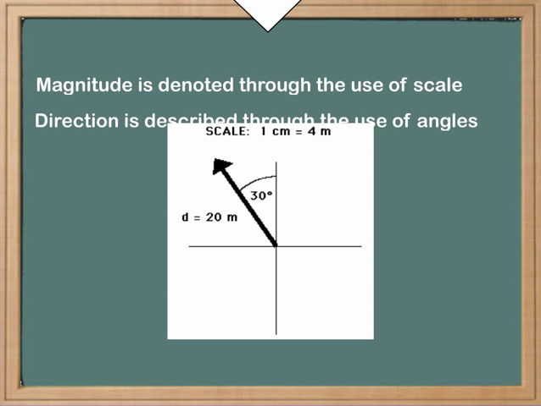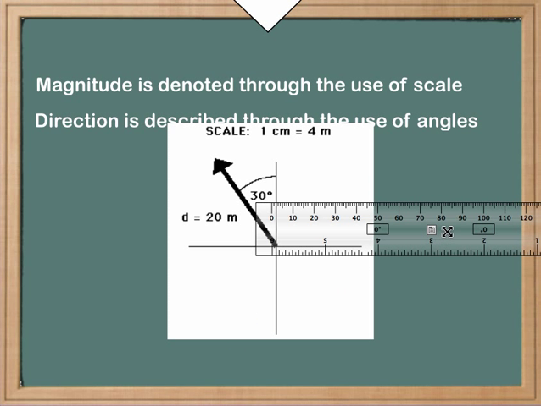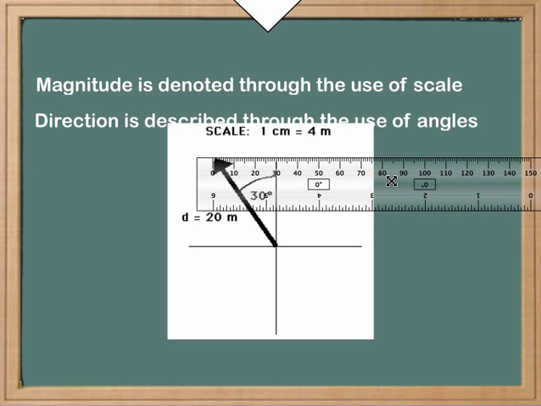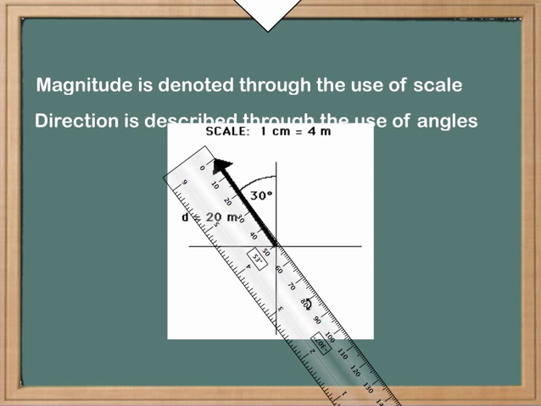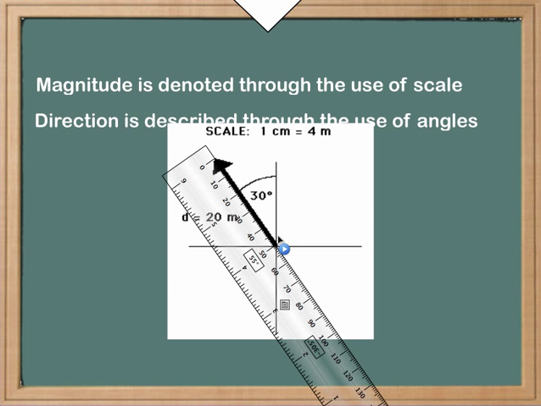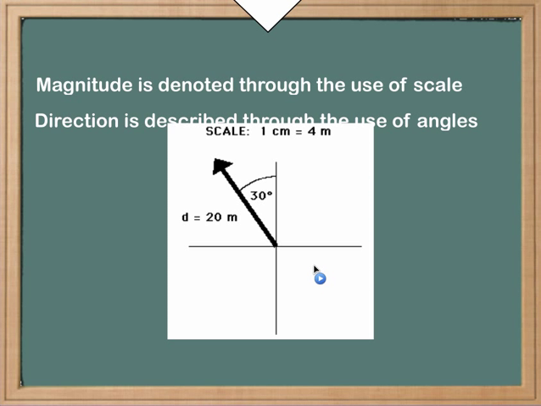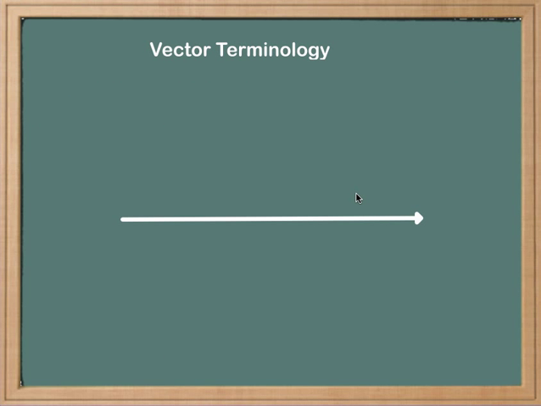And we can even use a ruler to figure out how long this is. So put that there. Swing that around, and we see that we have 5 centimeters. This is measured in millimeters here, so that's why it says 50. But this is 5 centimeters. 5 times 4 is equal to 20 meters. Also, then we have this 30-degree angle. And we're going to talk about how do we actually denote angles and how do we look at those on an xy coordinate plane.